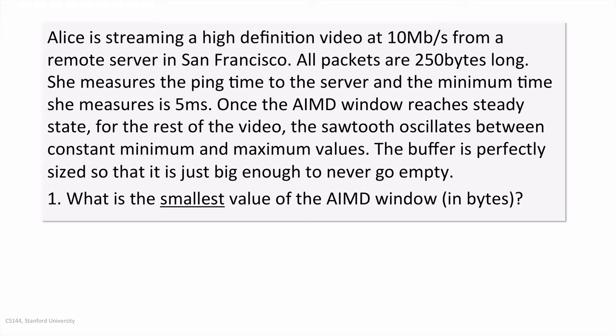Once the AIMD window reaches steady state, for the rest of the video the sawtooth oscillates between constant minimum and maximum values. The buffer is perfectly sized so that it is just big enough to never go empty. Part 1. What is the smallest value of the AIMD window in bytes?